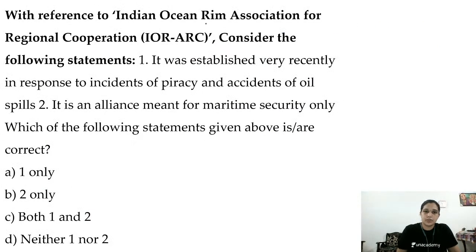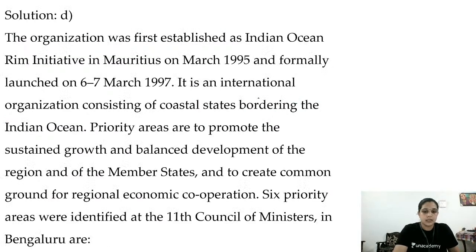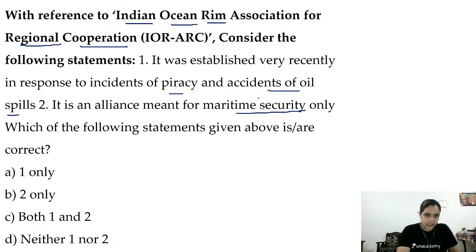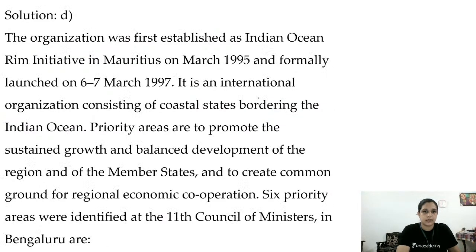With reference to the Indian Ocean Rim Association for Regional Cooperation, consider the following statement. It was established very recently in response to incidents of piracy and accidents of oil spills. It is an alliance meant for maritime security only. Okay. So that is the statement. Maritime security only for regional cooperation is a very big doubt for me. Number one. Number two, it was established very recently in response to incidents of piracy and accidents of oil.